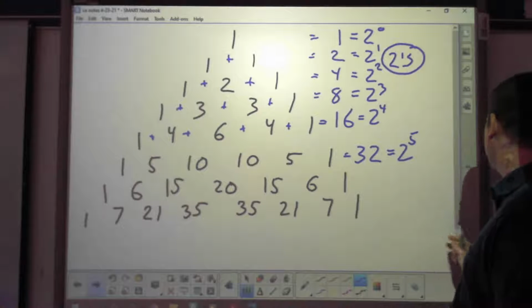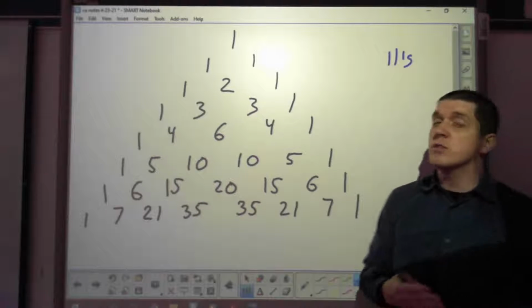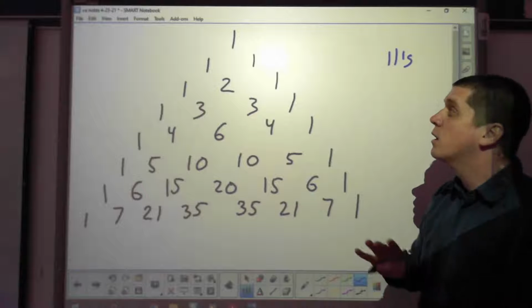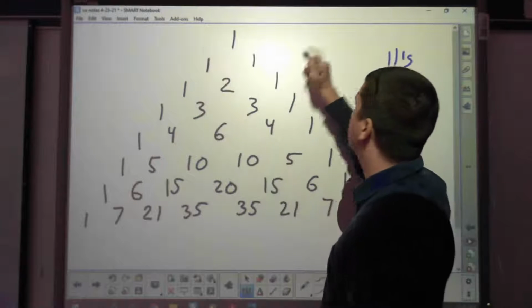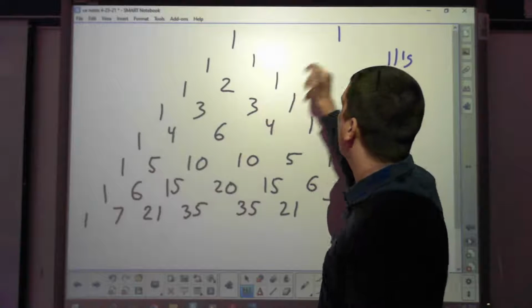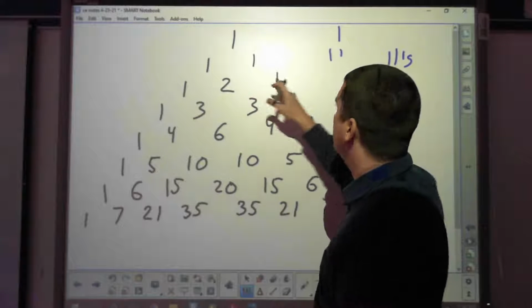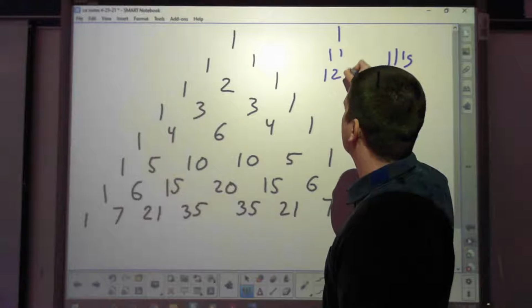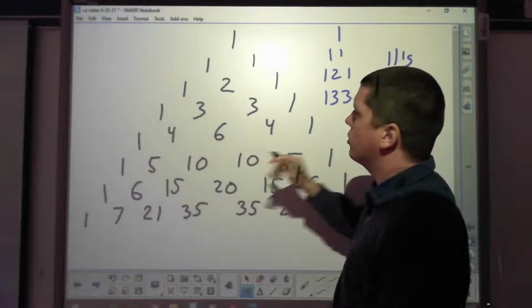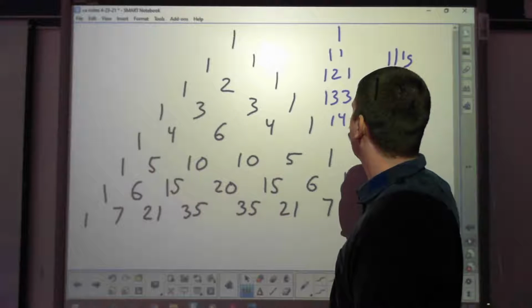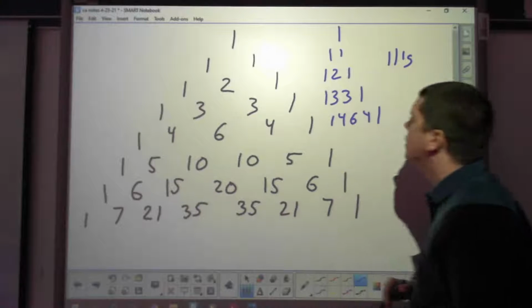The other interesting thing is that we can do the same thing with 11s where we're not adding them, but if we just look at this as just a number here. This right here is just 1. That's 1, 1, so that's 11. That's 1, 2, 1, so that's 121. That's 1, 3, 3, 1, so 1,331. This is 1, 4, 6, 4, 1.